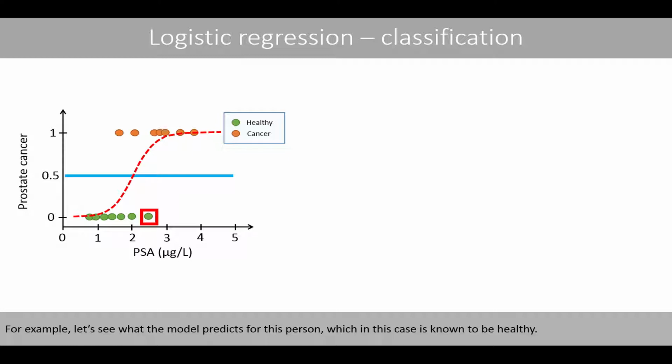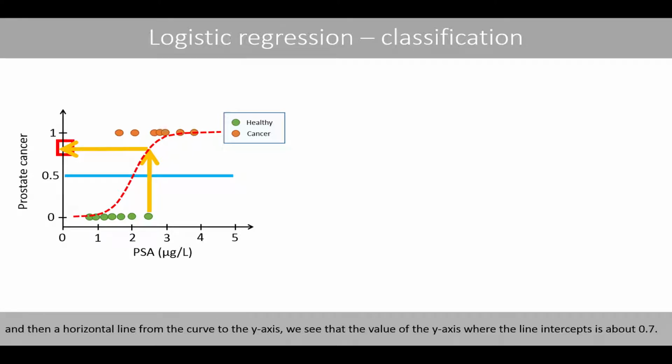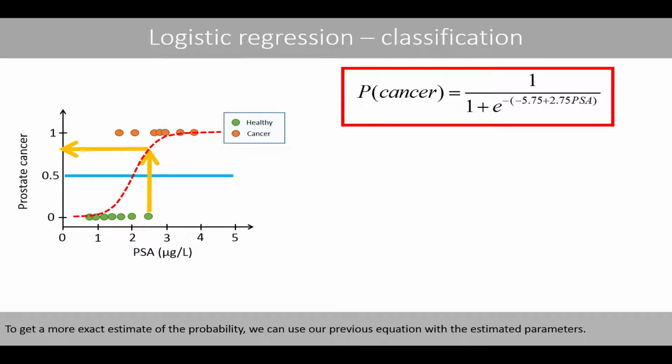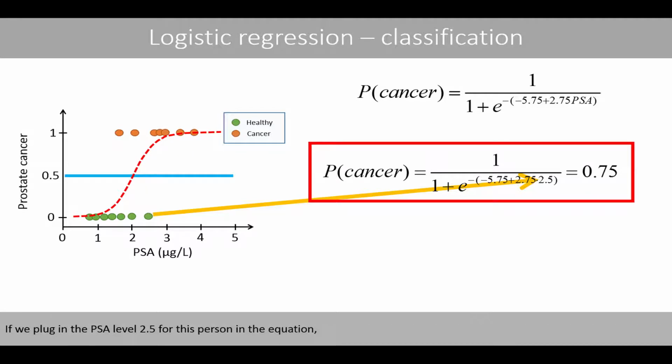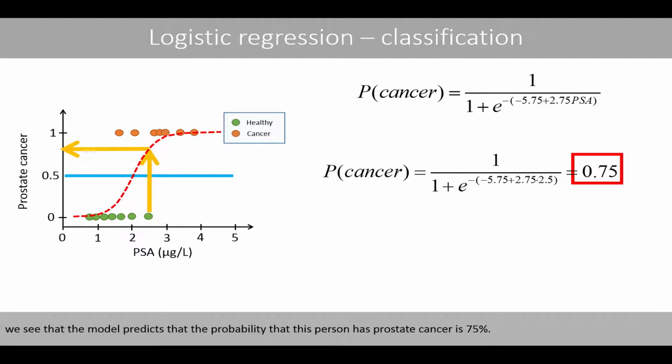For example, let's see what the model predicts for this person, which in this case is known to be healthy. If we draw a vertical arrow from the point to the curve, and then a horizontal line from the curve to the y-axis, we see that the value of the y-axis where the line intercepts is about 0.7. To get a more exact estimate of the probability, we can use our previous equation with the estimated parameters. If we plug in the PSA level 2.5 for this person in the equation, we see that the model predicts that the probability that this person has prostate cancer is 75%.